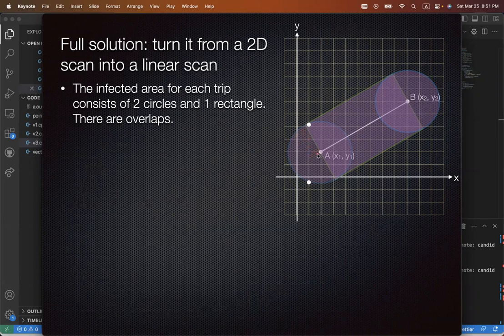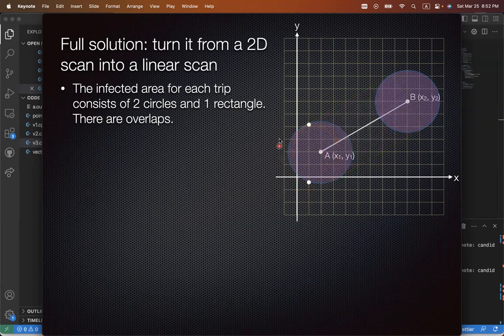Now, in this problem, in this trip from A to B, the entire infected area is shaded pink here. It's just the overlap of two circles, this circle with the center A, and this circle with the center B, as well as a rectangle. And you can see there are overlaps here. But if you can scan every x coordinate and then figure out the lower bound and the upper bound of the intercepts, then you would have a linear solution, right? And you can do some algebra to figure out what's the lower intercept and what's the upper intercept.